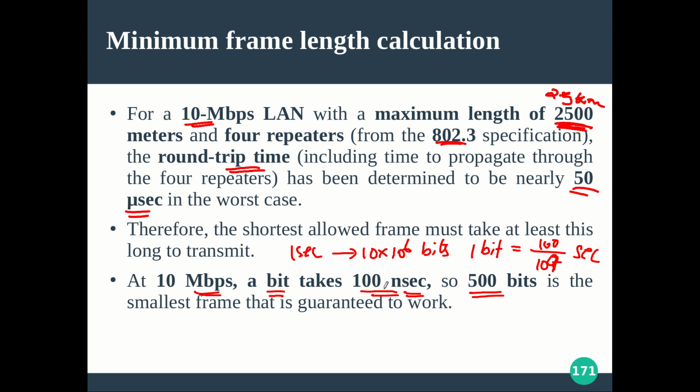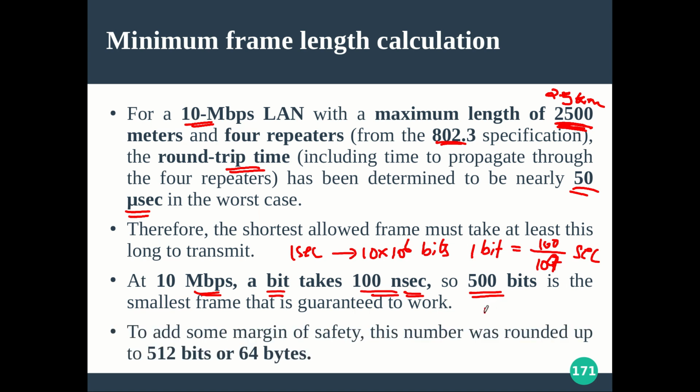So for 1 bit, the time taken is 100 nanoseconds, 100 into 10 raised to minus 9 seconds. So for 500 bits, the time will be 500 into 100 into 10 power minus 9. So this is 50 into 10 raised to 3 into 10 raised to minus 9. So that will be 50 into 10 raised to minus 6. Minus 6 is nothing but micro. So we have to make the frame transmission time to be 50 microseconds at least.